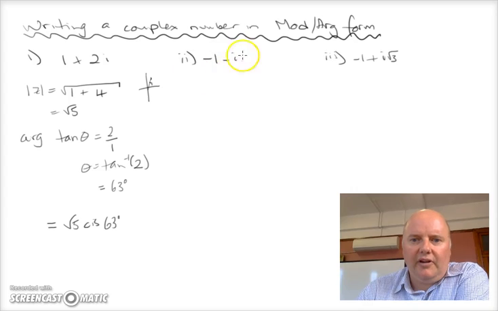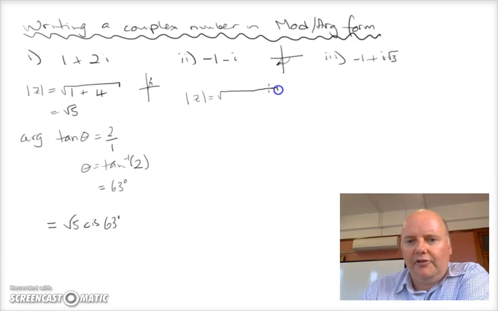Let's have a look at this one over here. Let's sketch it just to get an idea where it is. So it's minus 1 across to the left, minus 1 down. So it's over here. When we get the argument, we need to be careful that we measure it this way here. So let's do its modulus first. Its modulus is equal to the square root. Remember, modulus is just the distance it is away from the origin, so it's found by using Pythagoras. Square that, we get 1. Square minus 1, which is the coefficient of i, we get 1. So we get root 2.